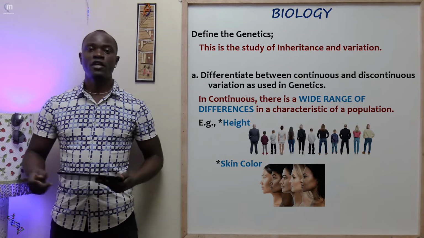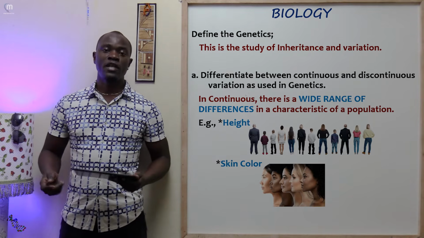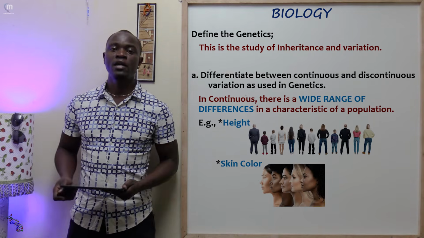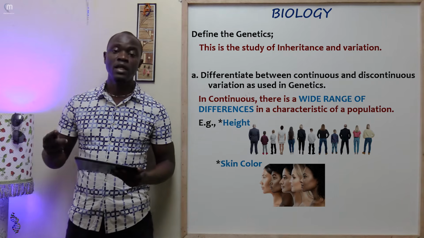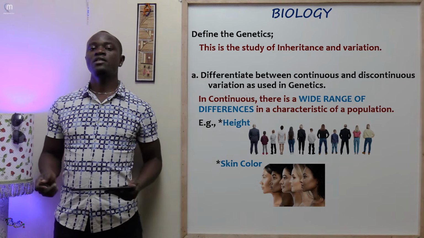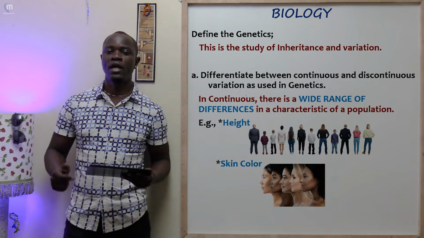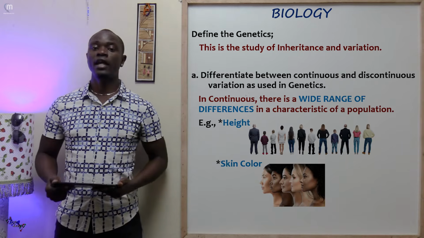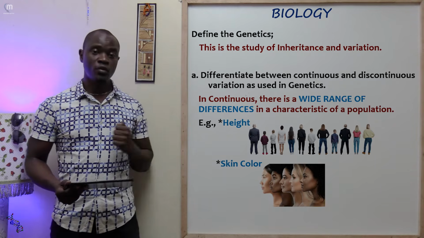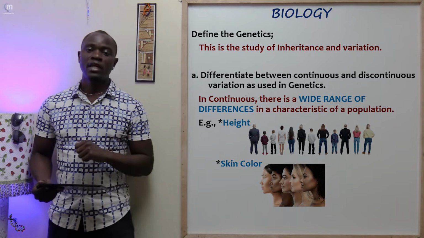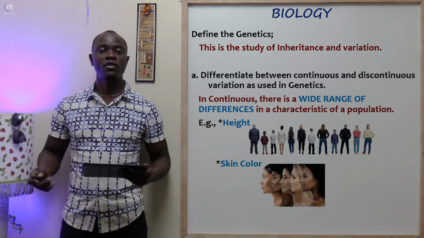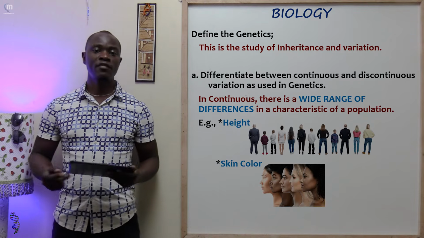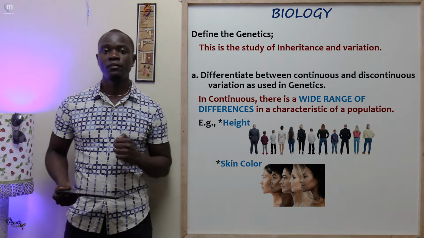So for continuous variation, this is a type of variation whereby there is a wide range of differences in a character in a population. So the differences between the population in a specific character is very large. These are a few examples of continuous variation. We have height in organisms. Apart from height, we have the different skin colors.